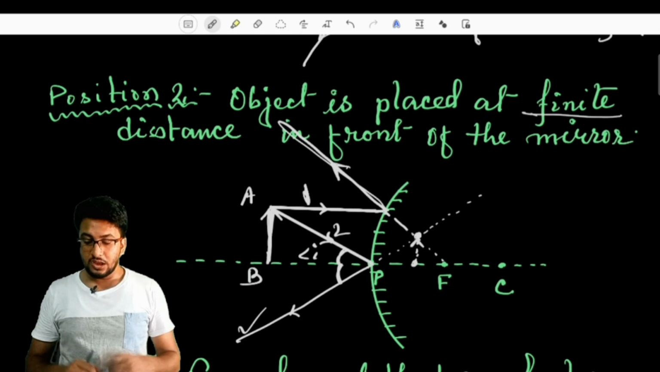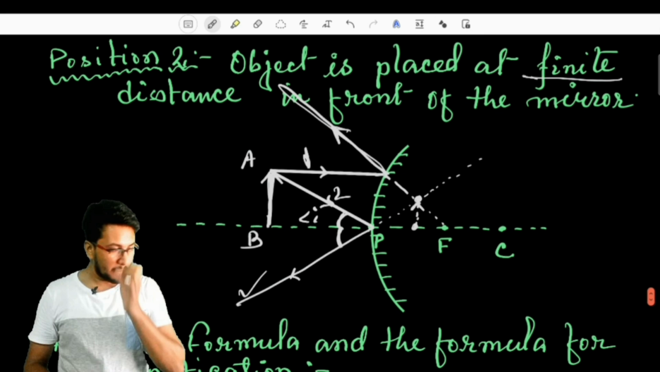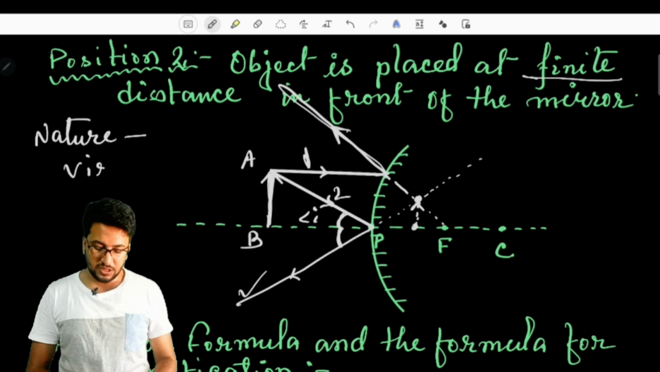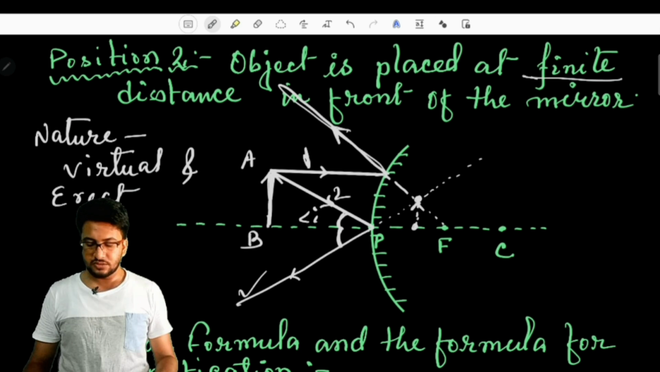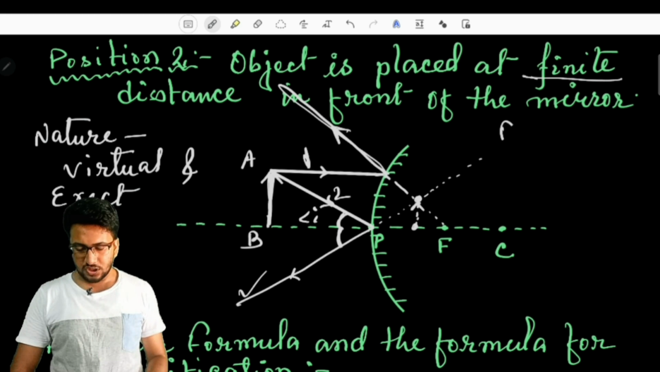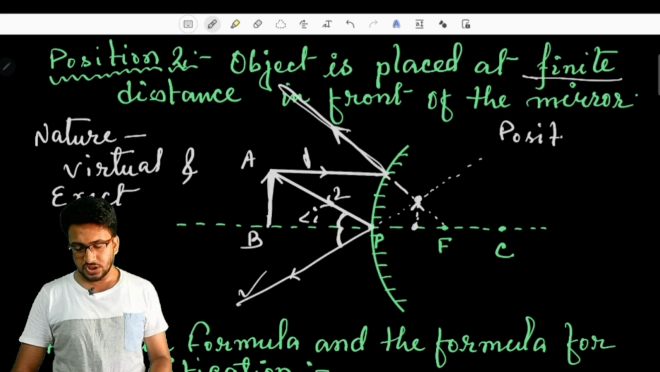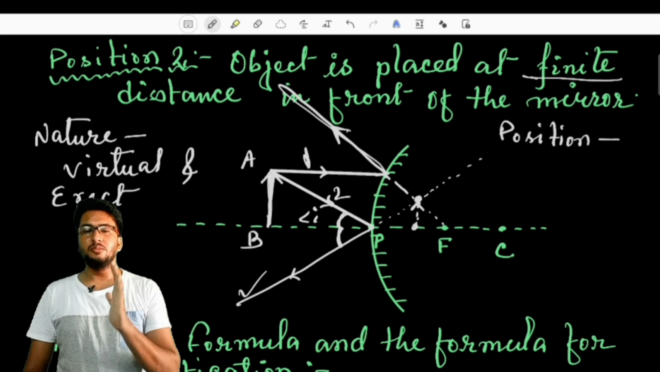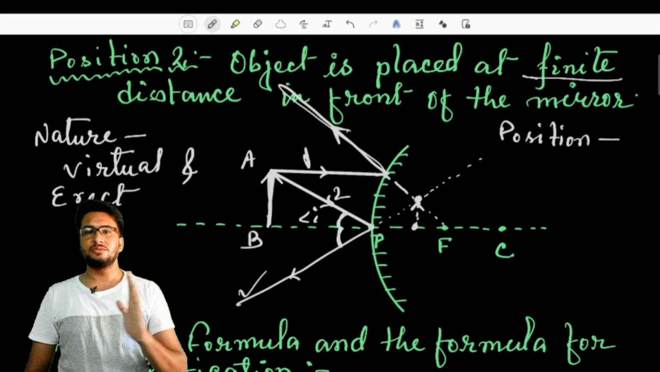So in such a case, what is the nature of the image? The nature of the image in such a case is virtual and erect. In this case also the nature of the image is found to be virtual and erect. But if we talk about the position of the image, then the position of the image will be in between pole and the focus of the convex mirror.